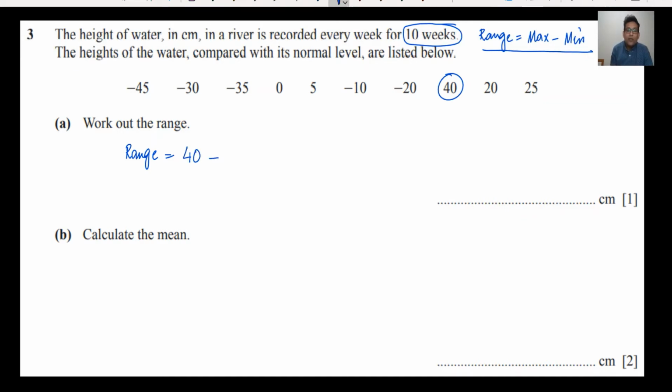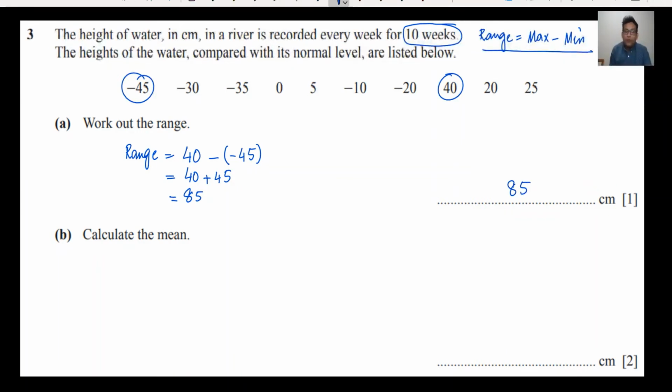Minus of the formula, and what is the minimum value? Definitely negative sign: minus 20, minus 10, minus 35, this minus 45. So I have to use bracket and write minus 45. Please do not make this mistake. This is a very common question, sometimes in temperature. So now 40 minus minus is plus, 45 is coming, and the answer is 85 centimeter, and you can just write 85 because the unit is already there.